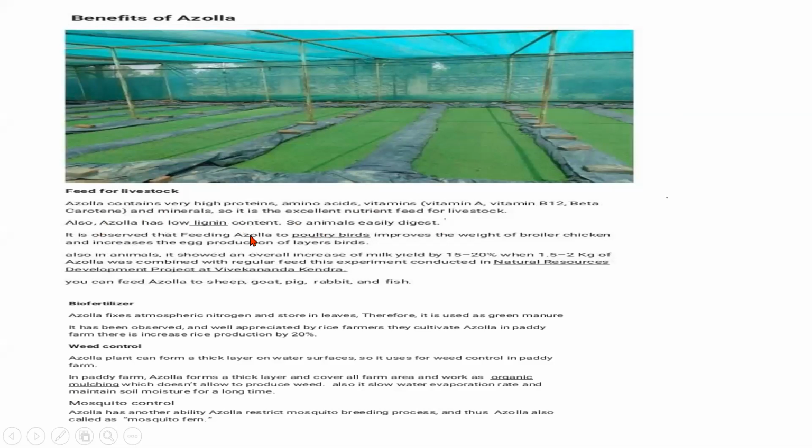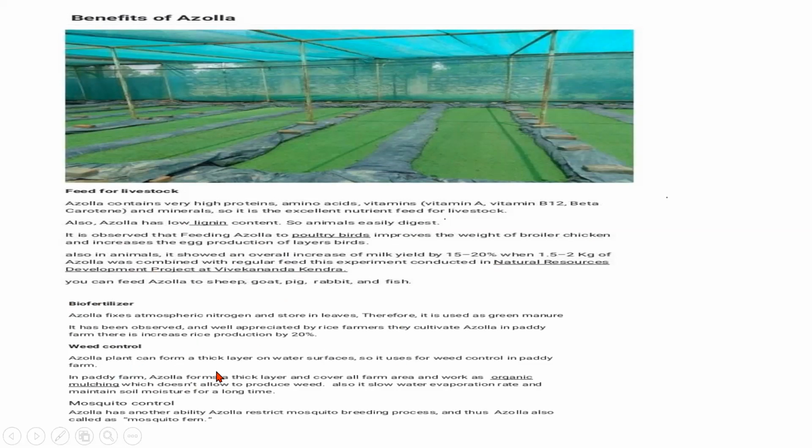Lignin is a macromolecule. It is very difficult to decompose lignin. Since azolla is very low in lignin content, animals can easily digest it. That is why it is very important as animal feed. For poultry birds, it increases the weight of the chicken, and for animals also. You can use it to feed sheep, goat, pig, rabbit, fishes. It is also used as a biofertilizer, as we had already told you.